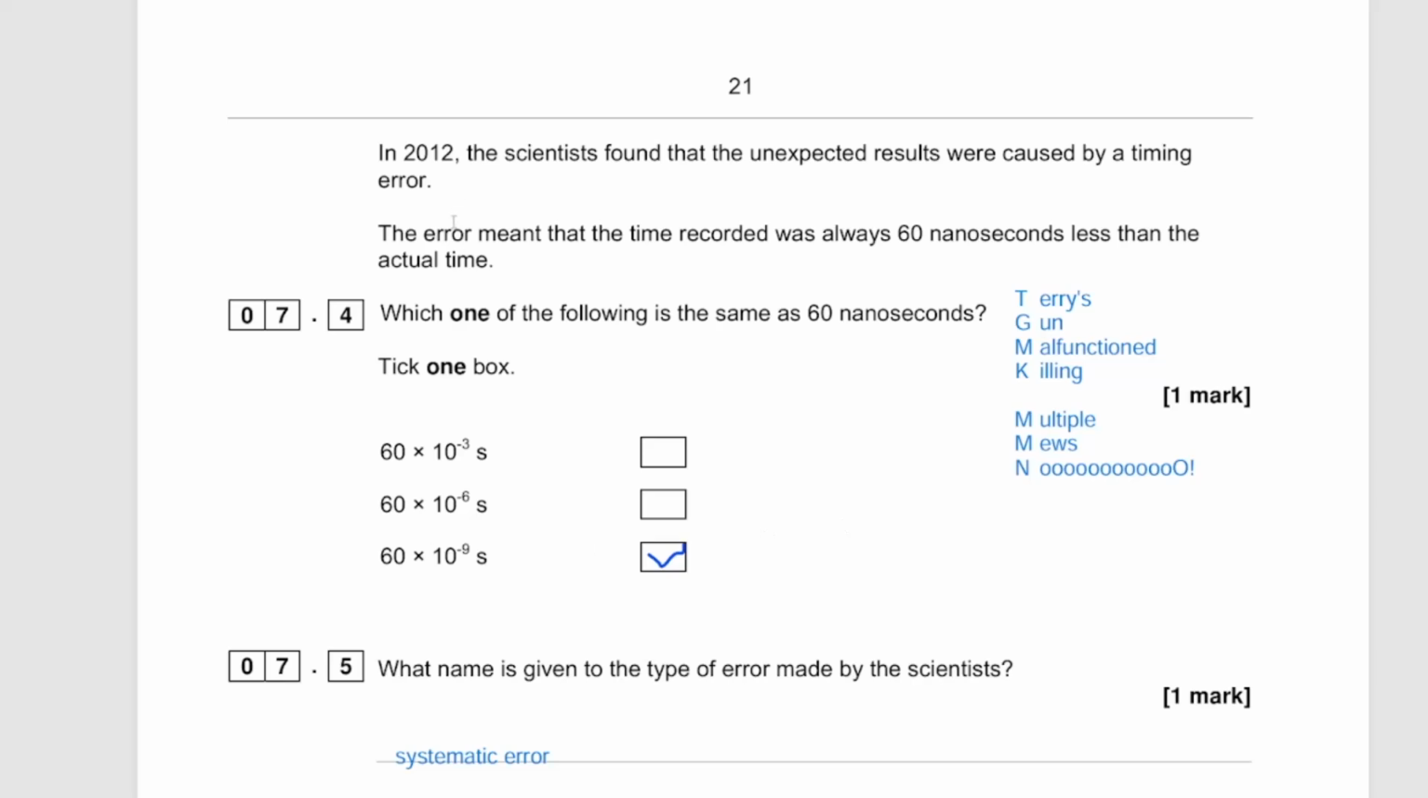And then we're talking about the error. It's always 60 nanoseconds less than the actual time. What name is given to the type of error made by scientists? And that's a systematic error, with a systematic error always being an error that's off by a specific period of time, while a random error, the time it's off by varies.